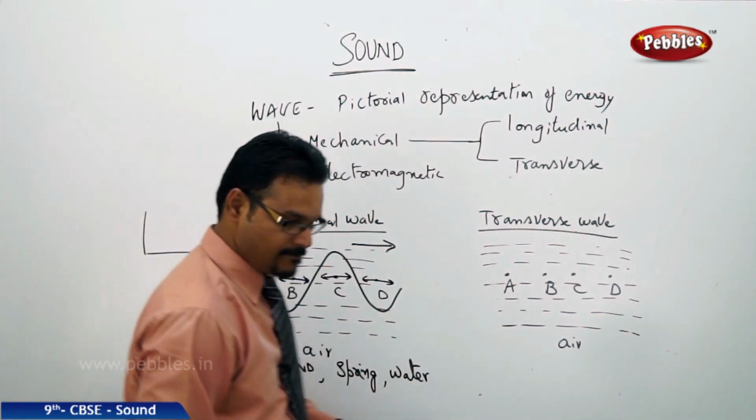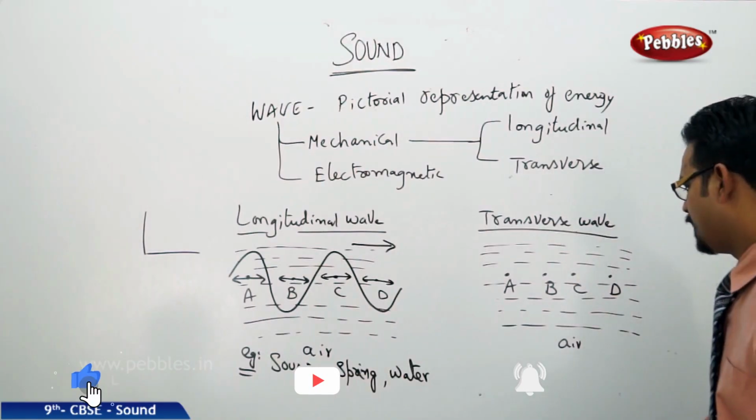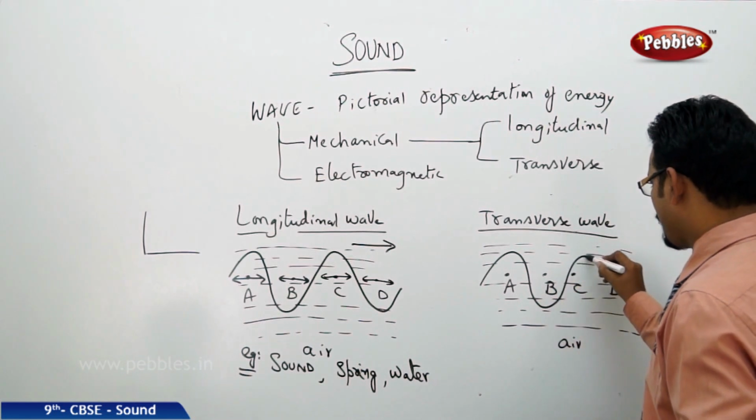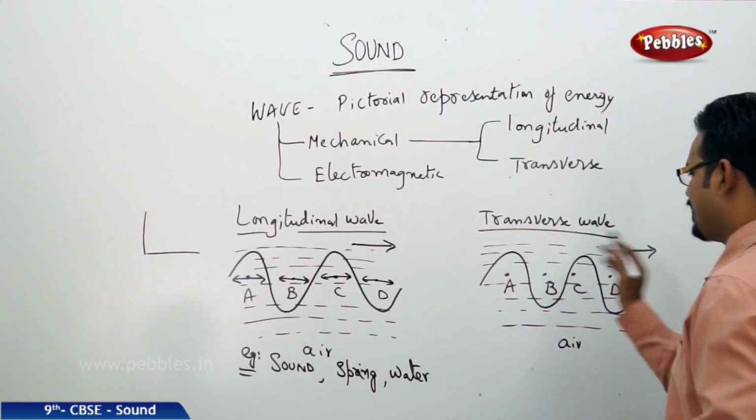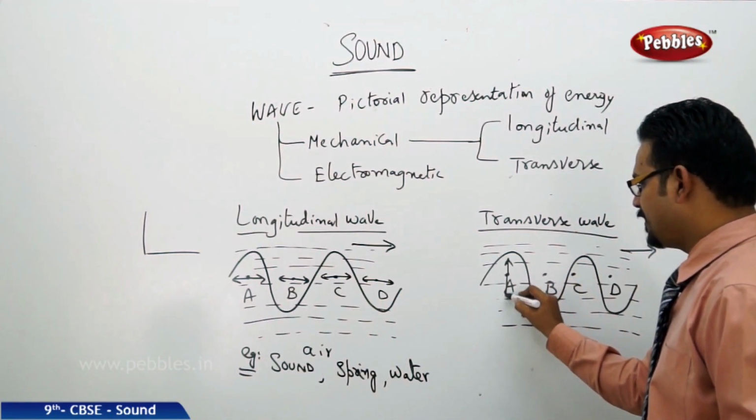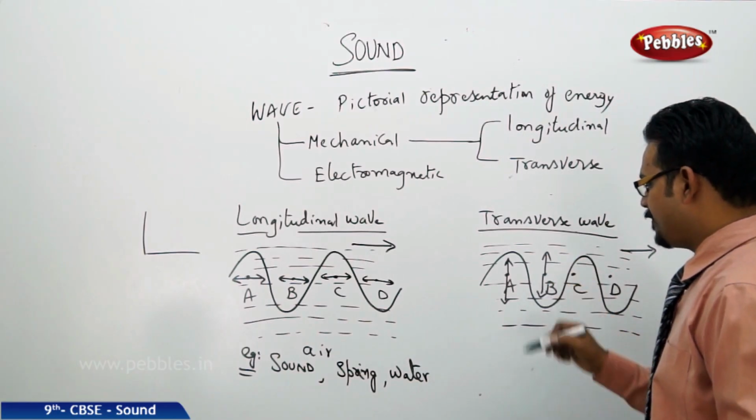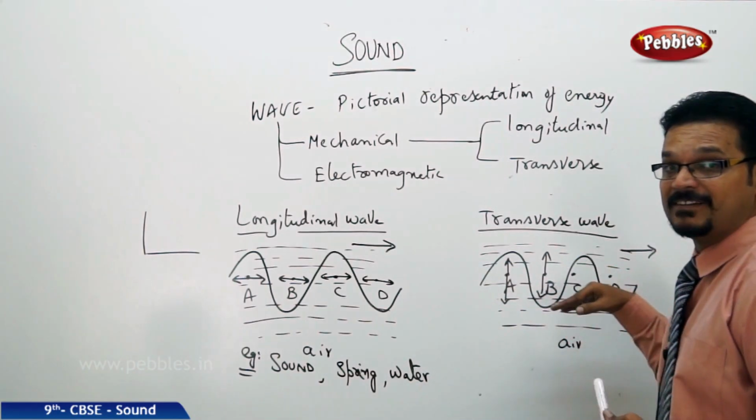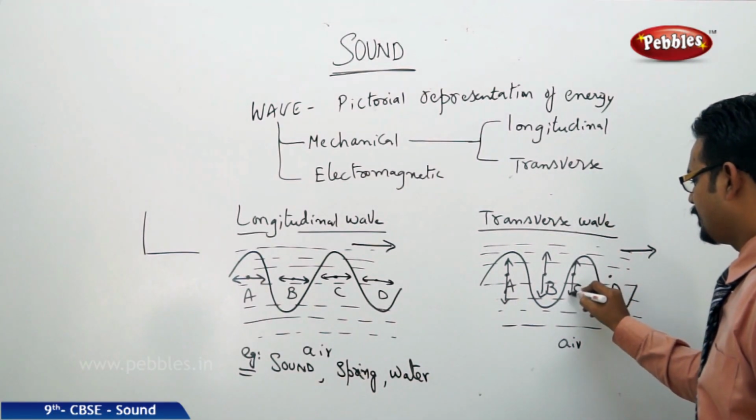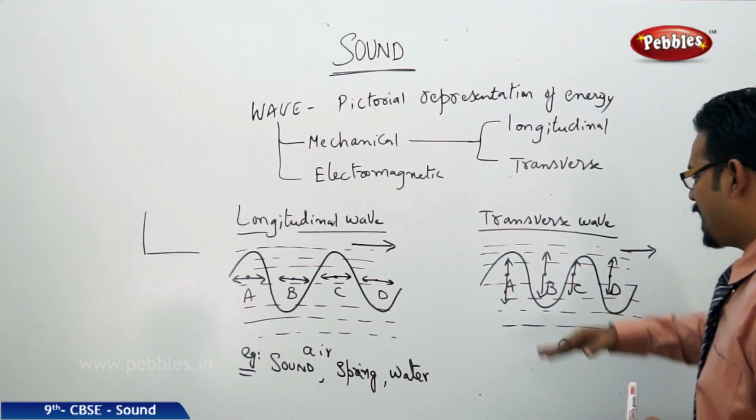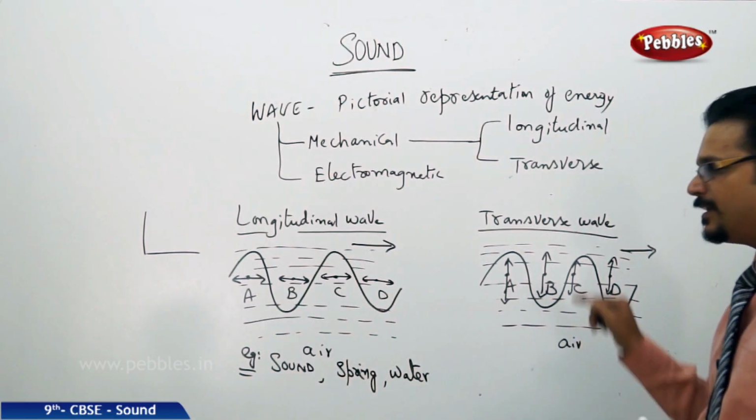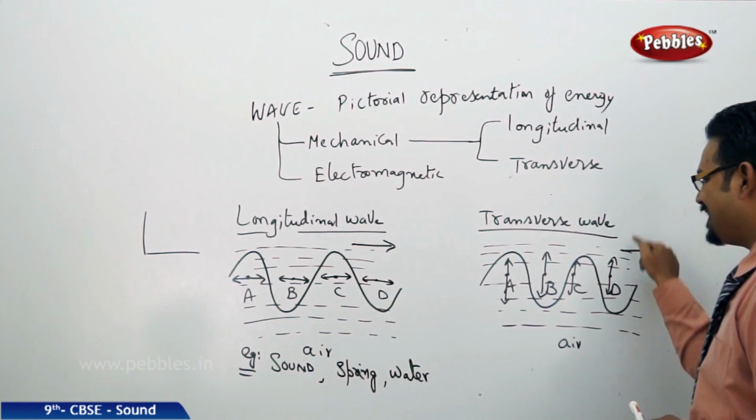Now coming to transverse. Now see this diagram carefully. Similar: air medium, ABCD particles. Now again the wave is propagating or moving in the right-hand direction. Now this time the particles vibrate, see carefully how they are vibrating. They are vibrating not horizontally, they are vibrating perpendicularly or vertically. Vertical vibration. See, all these particles are vibrating vertically, but the wave is moving horizontally. That means the angle between the wave direction and particle vibration is 90 degrees.